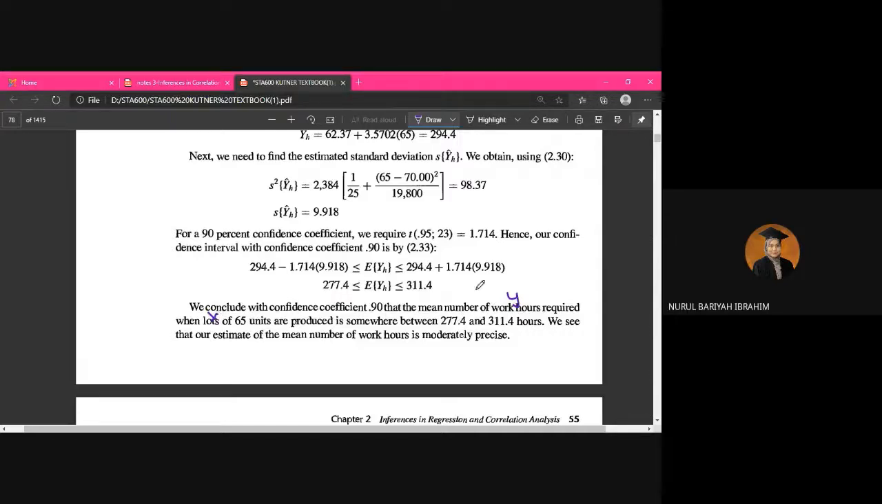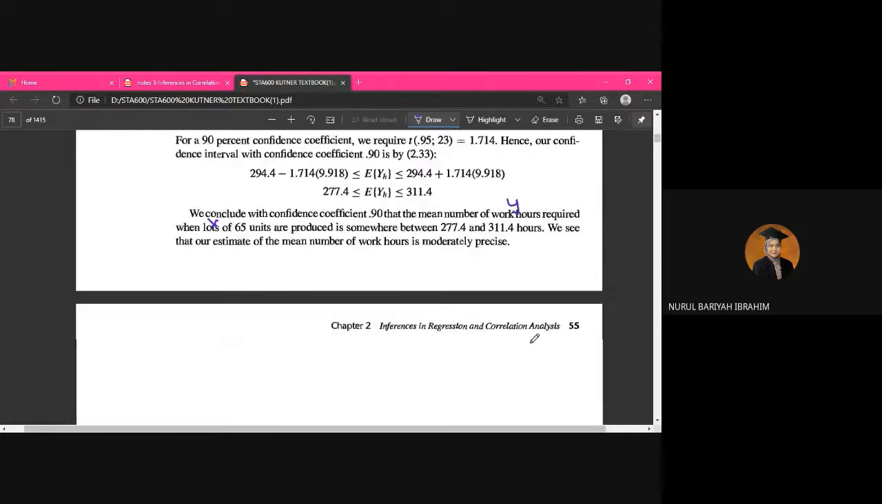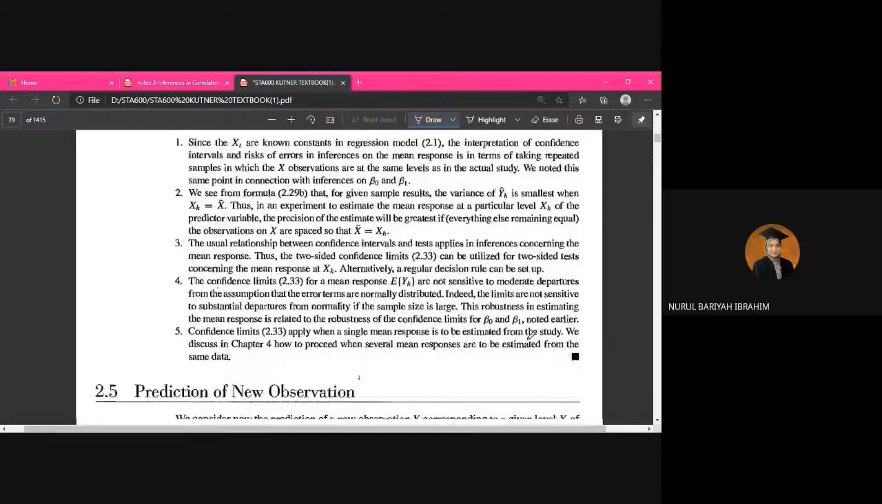Okay, the mean of y when the x level is 65 units produced is somewhere between these two values. You have to put the unit. Okay, that is the way you interpret the confidence interval when we find the confidence interval for the mean response. The next one is prediction of the new observation.